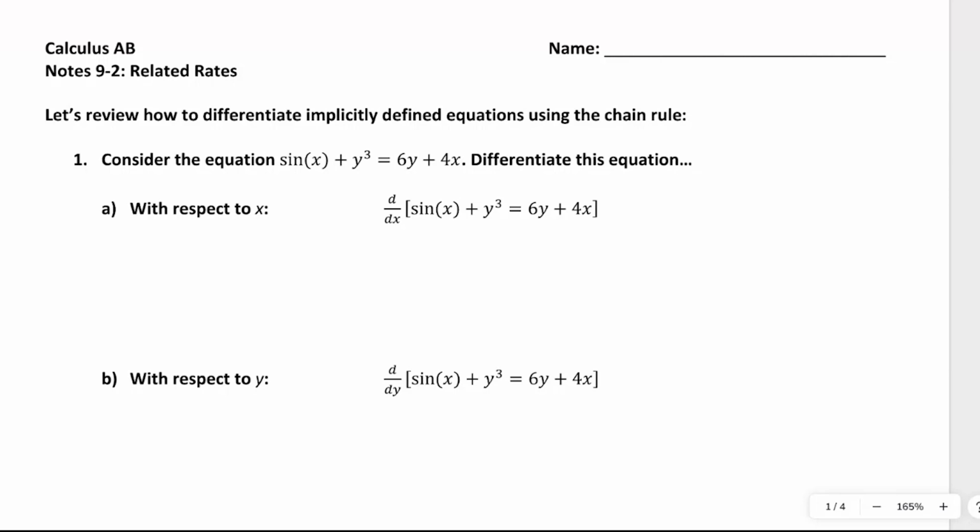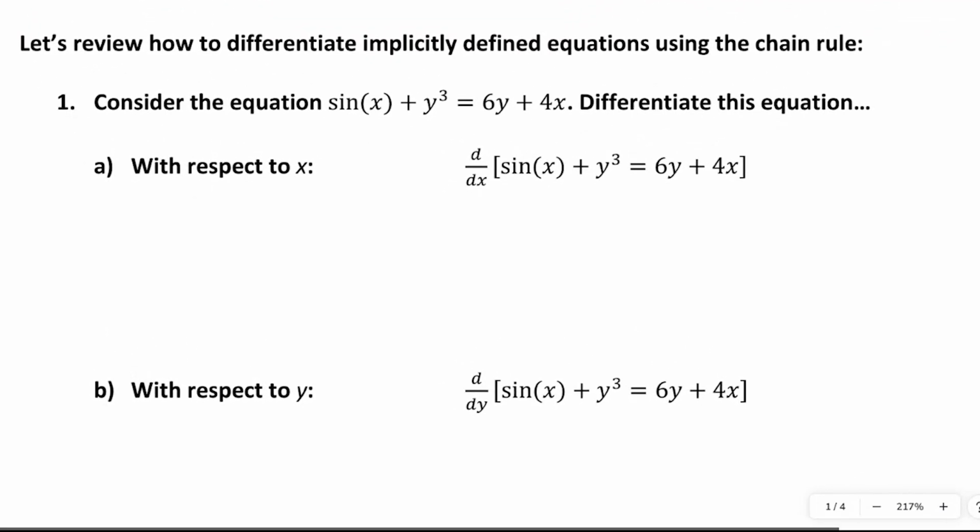It works just like regular differentiation, except for when you're differentiating with respect to a certain variable. If the variable is not the one you're differentiating with respect to, like consider this function up here, it's got x's and y's. If I differentiate with respect to x, which is what I usually do, I'm going to differentiate each term in this equation. But when I get to the ones that have y, since y is not x, we're going to have to use a little chain rule and treat y as a separate function.